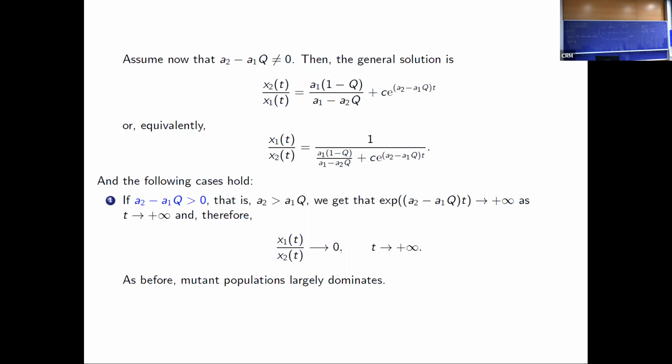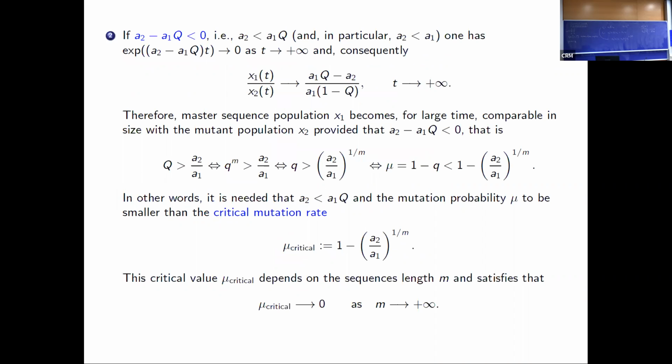And let me go to the other case. Do we have any hope of the master sequence staying there, to remain, at least to be comparable? Third case: if this value A2 minus A1Q is negative, what you have is that the exponential goes to zero. And what you get is not a zero limit when T goes to infinity, but a constant, okay? But a constant. So I think I'm going to do it here on the blackboard because I think it's more natural. What does it mean?